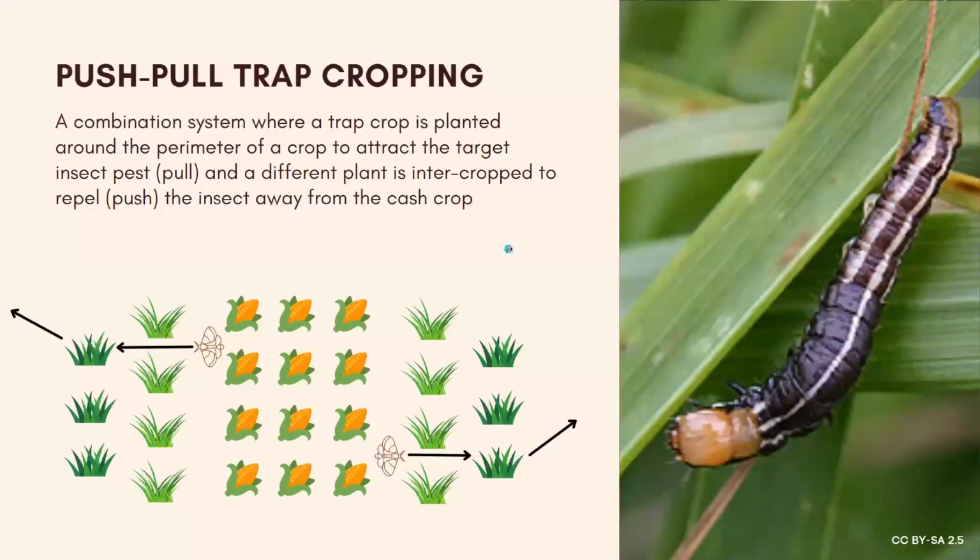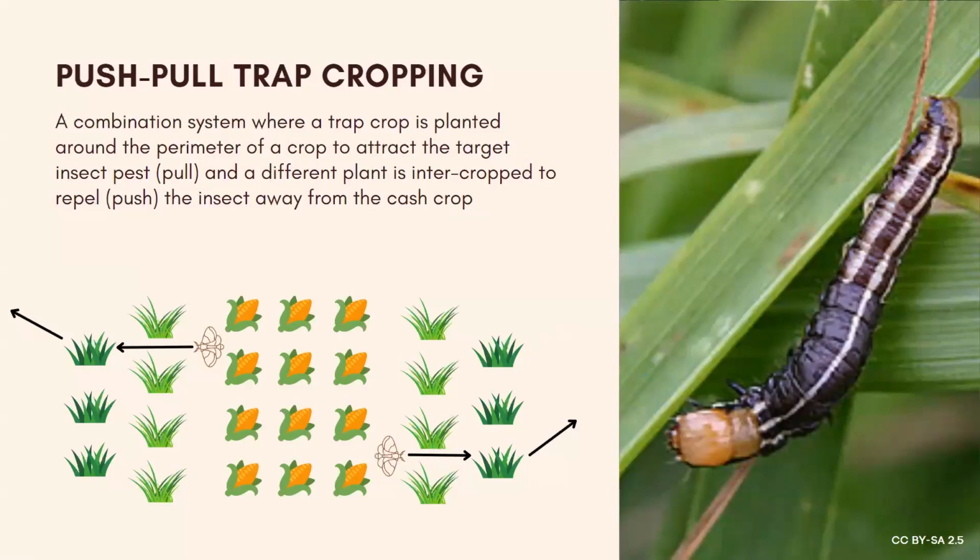So another one that's kind of complicated is this push-pull trap cropping idea. So this is a combination system where a trap crop is planted around the perimeter of a crop to attract the target insect pest, or pull it. And then a different plant is intercropped to repel, or push, the insect away from the cash crop.